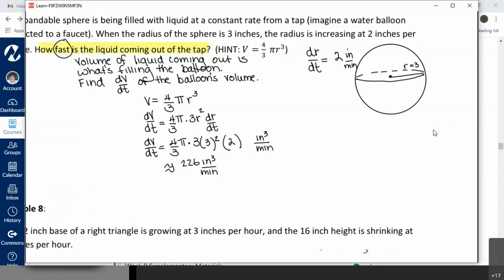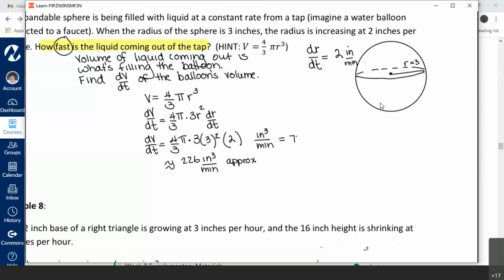All right, and again, if they asked you to have an exact answer, okay, this is an approximate answer, right? Because we had to round pi. If they asked you for an exact answer, you would just multiply everything but pi, right? You could multiply 4/3 times 3, so you get 4 times 3 squared times 2, which I think is 72, 72 pi, okay, cubic inches.